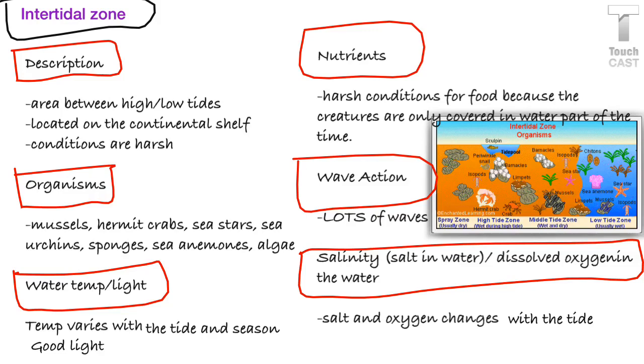So here is our first zone. It's called the intertidal zone. Okay, you got your description. It's this area between high and low tides located on the continental shelf. It's very harsh because you've got waves coming in and out, in and out. You've got these different organisms here and in this picture that you can see. The temperature varies depending on what tide is in and what the season is, but it does get good light. Harsh conditions, because the creatures are only covered in water part of the time, so nutrients sometimes are hard to come by. Lots and lots of waves, and salt and oxygen just change with the tides.